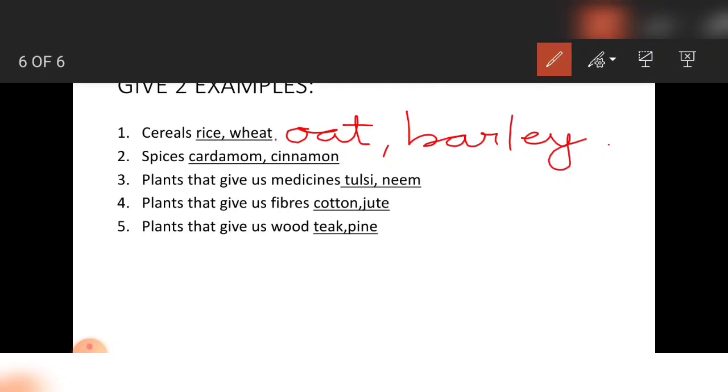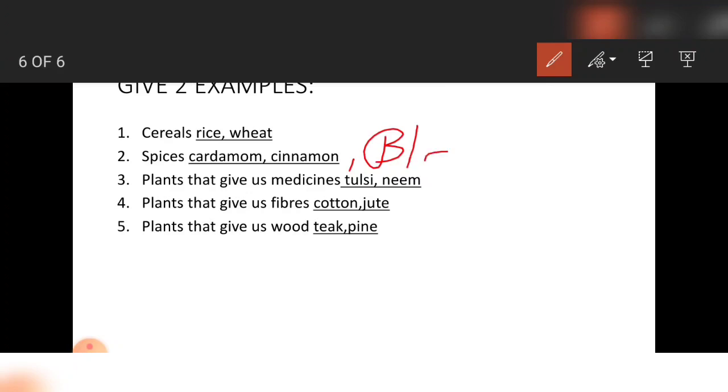Okay. Now, the second one, that is spices. Here I have written, what is the answer? Cardamom and cinnamon. So, what is the third one that I can write? That is black pepper. Okay, you can write. If you feel that cardamom and cinnamon spellings are a bit difficult, you can write cardamom and black pepper or cinnamon and black pepper. Okay.